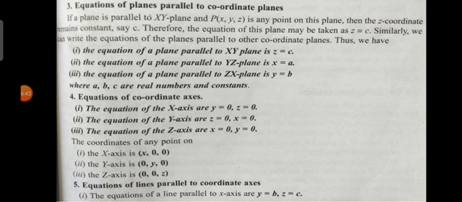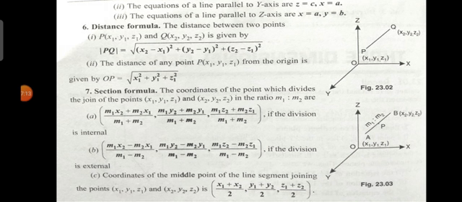The fifth one is the equations of lines parallel to the coordinate axis. In the third one we were talking about the coordinate plane and the equation of the plane. But if the line is parallel to the axis, what does it mean? It is the same as for the x-axis: y and z are constant. For the y-axis, x and z are constant, and for the z-axis, x and y are constant.